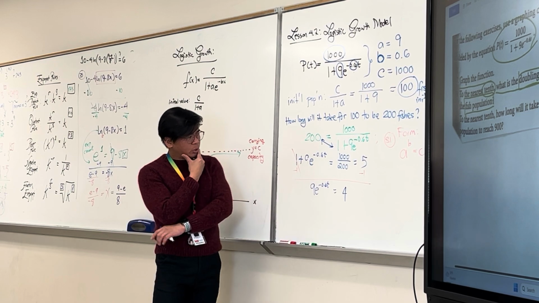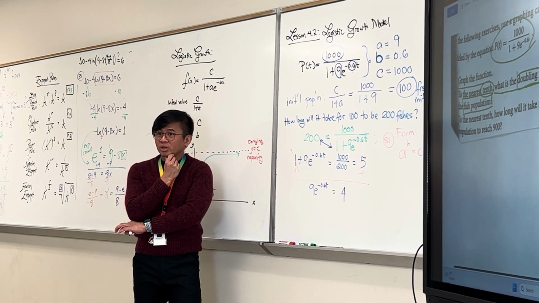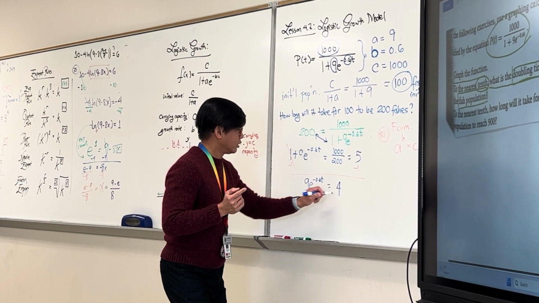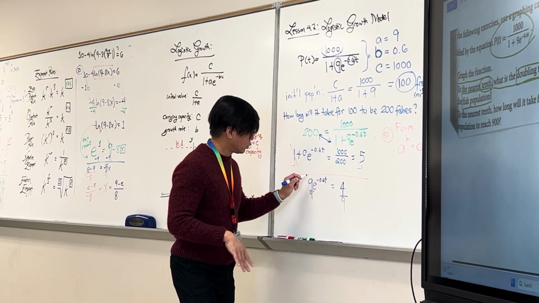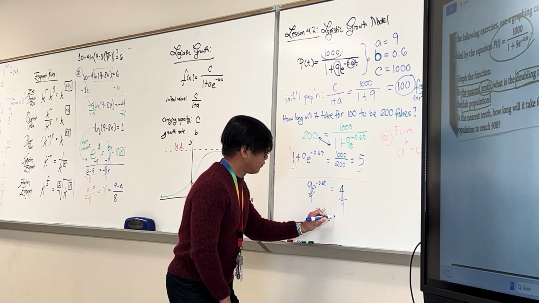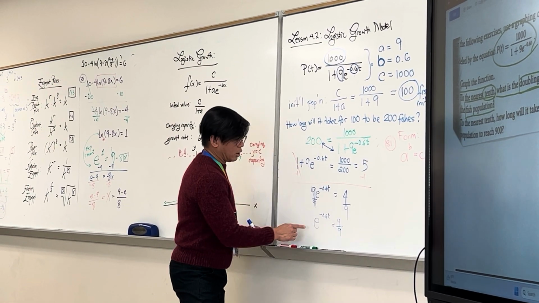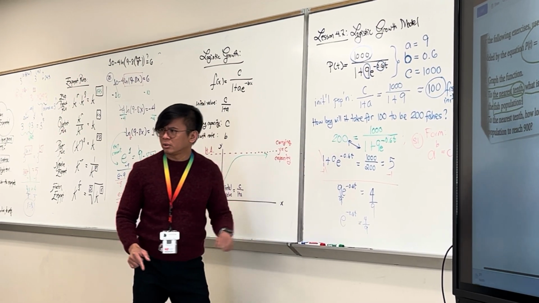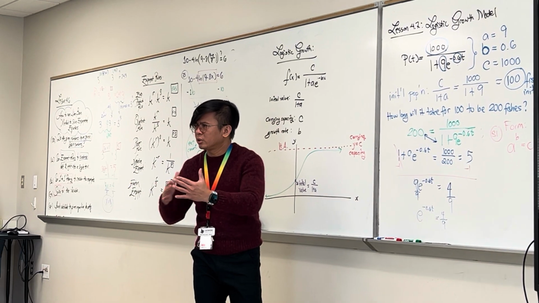Okay, after that, what do we do then? Divide 9 both sides, very good. Again, do not round off. So cancel this. E to the negative 0.6T is equal to 4/9. Okay, so that's already of the form A to the B equals C. What's next again? What do we do?